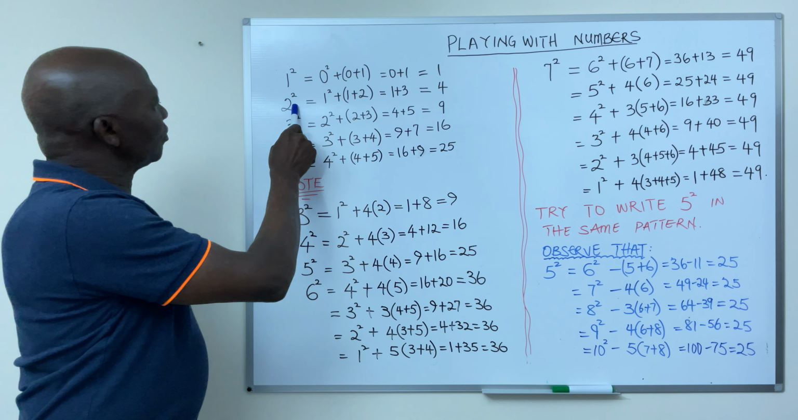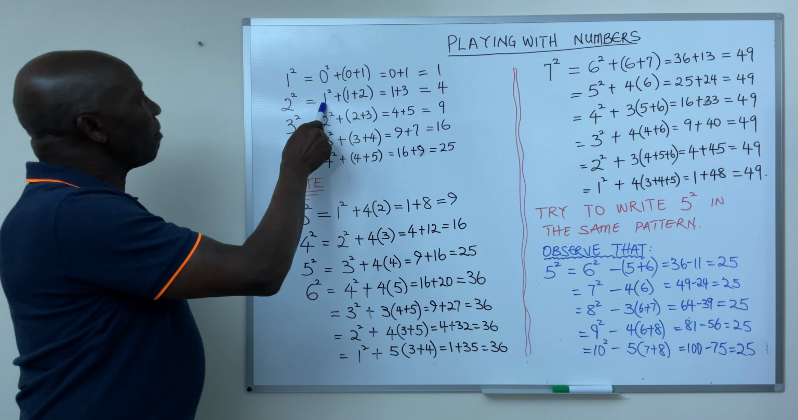The square of 2 is the same as the number before 2, which is 1, squared, plus the sum of 1 and 2 itself. And that is 1 plus 3, which is equal to 4. The square of 3: what number is before 3? 2, so the square of 2 plus the sum of 2 and 3. And that is 4 plus 5, and that equals 9.